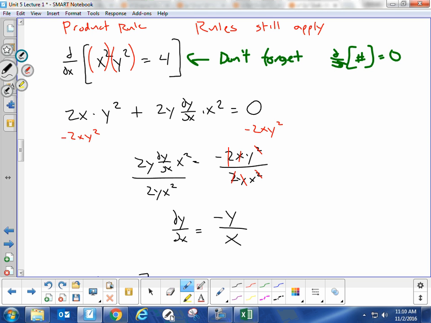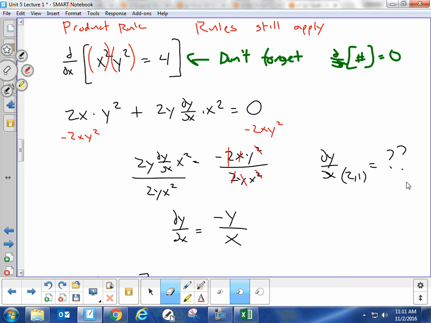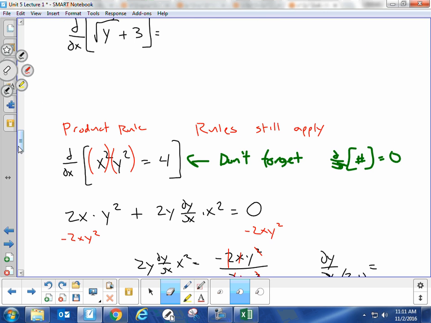Now, who can give me a point on my original function? Who said that? 2, 1? Perfect. 2, 1 works, right? 2 squared is 4. 4 times 1 is 4. So what is dy dx at 2, 1? Figure that out. Yeah, it's just negative 1/2. It's so simple in this situation. The dy dx at 2, 1, where 2 is the x and 1 is the y, is negative 1/2.